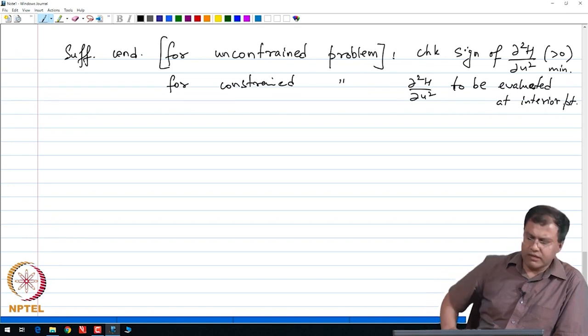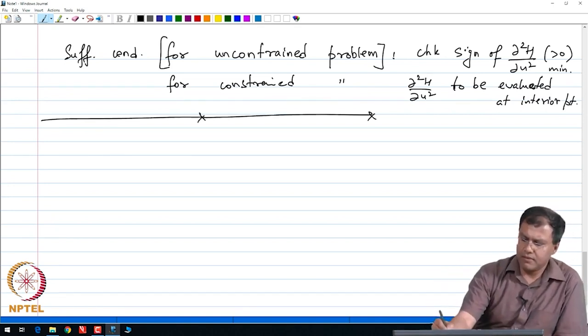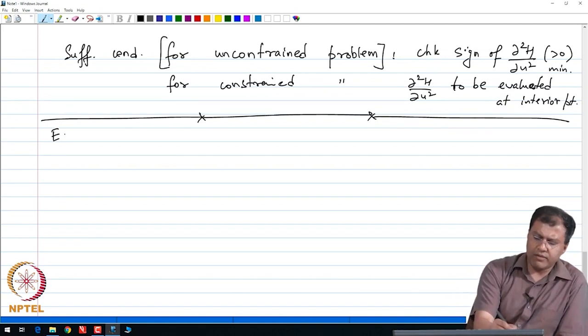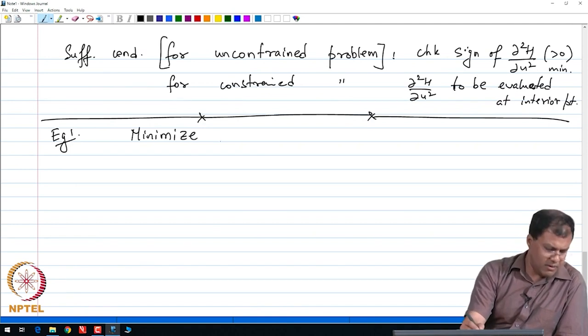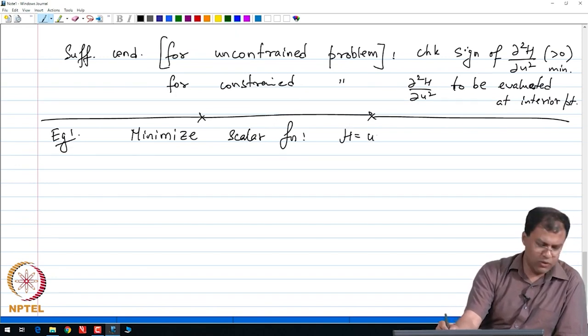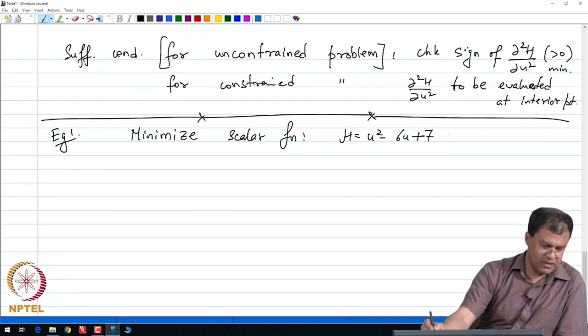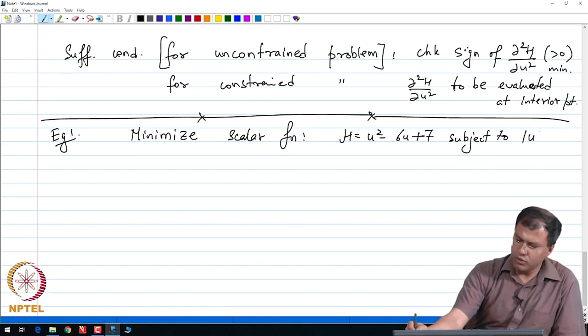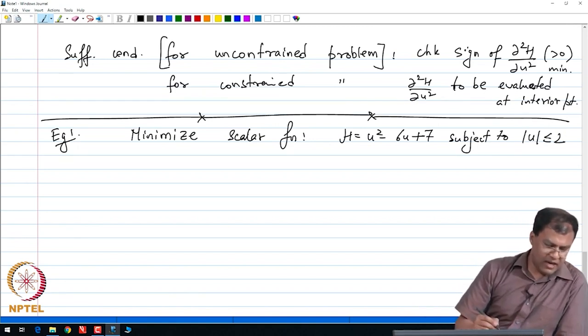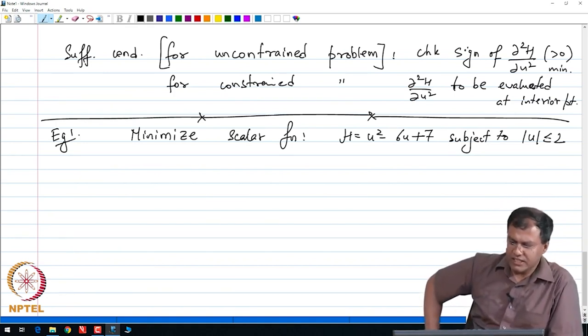Okay. So let's look at some examples. I have a very simple example to begin with. The example says we need to minimize, so I'm given the h function, the scalar function h equal to u squared minus 6u plus 7, subject to u less than or equal to 2, right. So minimize the scalar function h subject to this constraint: the maximum value of u cannot exceed 2.